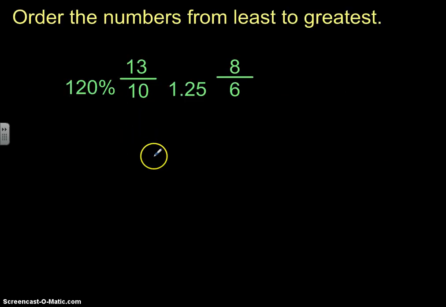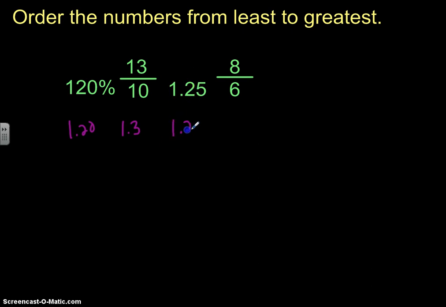Okay. Here, order from least to greatest. Today we're going to put everything in decimal form. Okay, so the first one is 120%. Move the decimal 2 places to the left. 13 divided by 10, well, that's 1 3/10, which is 1.3.